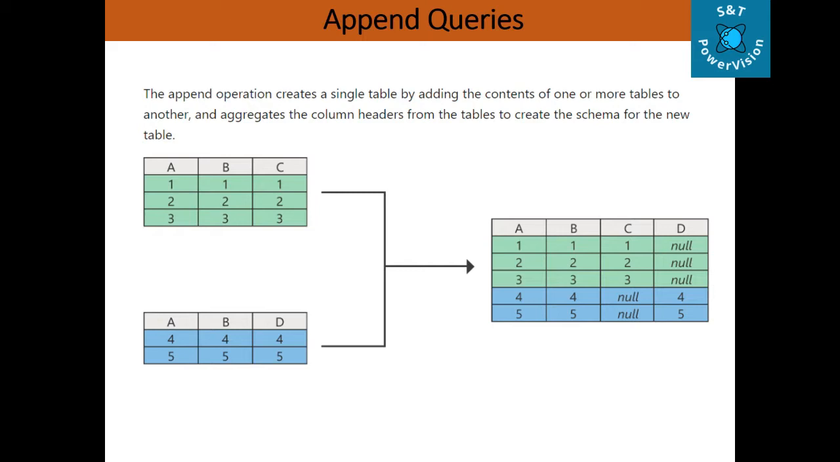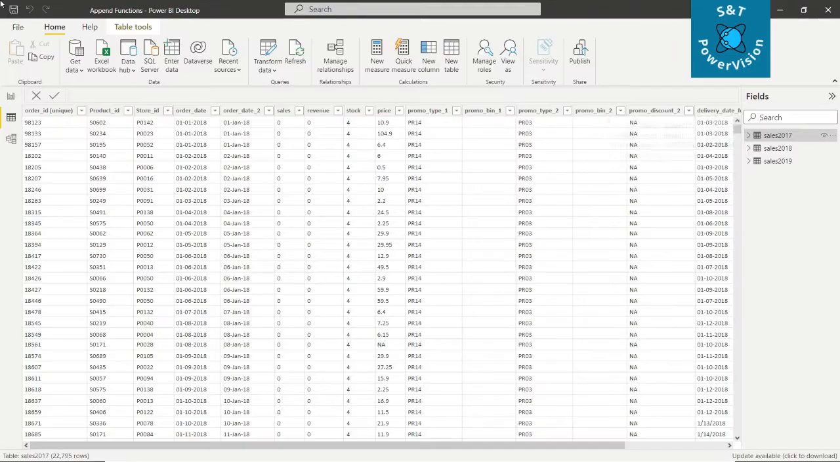Here in the given picture we can see there are two tables. One has columns A, B, C with row numbers 1, 2, 3 and values 1, 1, 2, 2, 3, 3, and another table has column names A, B, D. Here we have row numbers 4 and 5 with the same values 4, 4, 5, 5. After appending, after the content of table 1, rows 1, 2, 3, the other table's rows 4, 5 are added. The value of column C for rows 4 and 5 is null, and the value of column D for rows 1, 2, 3 is null. So we'll see some more examples.